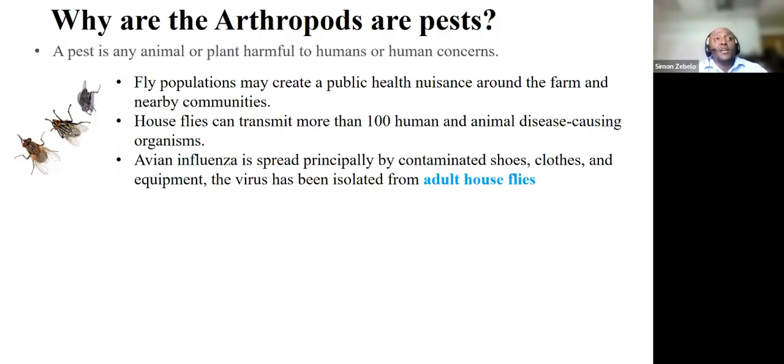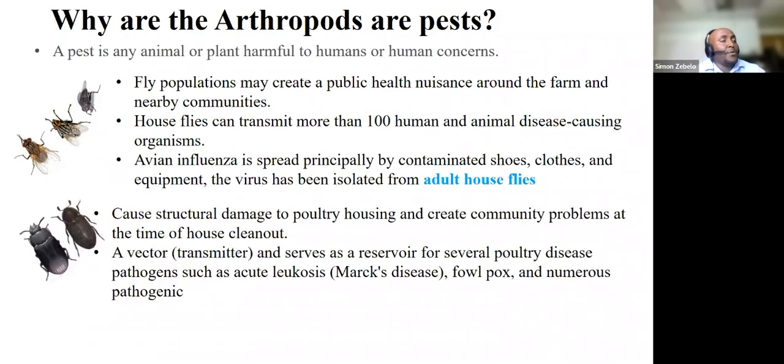Houseflies can transmit more than 100 human and animal disease-causing organisms. Viruses, bacteria, protozoans, fungi can be transmitted by houseflies mechanically or they vector them in their physiological system. Also, as we all know, avian influenza is spread principally by contaminated shoes, clothes, and equipment. But there are reports that this virus has also been isolated from adult houseflies. So that makes this pest very, very important. Understanding this pest and identifying these different types of housefly is important.